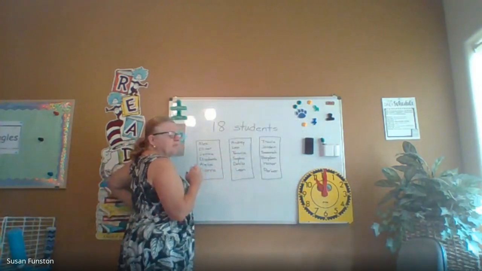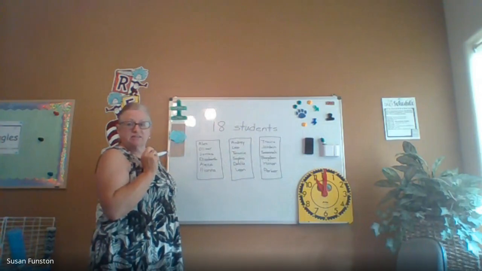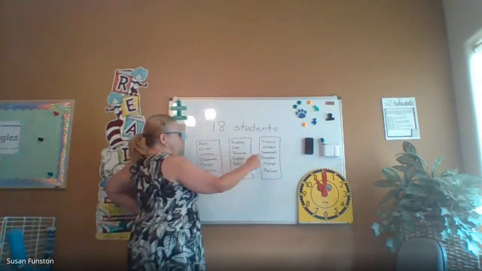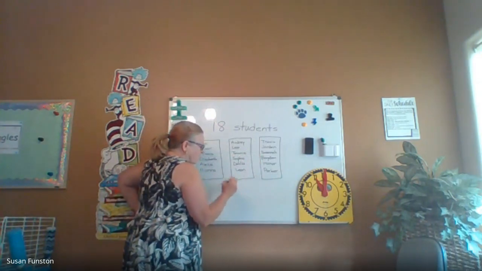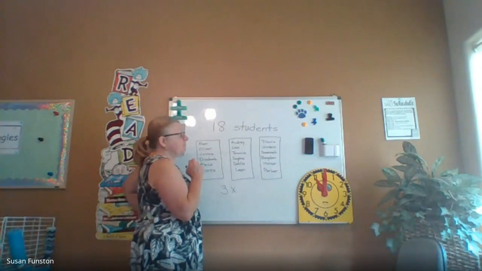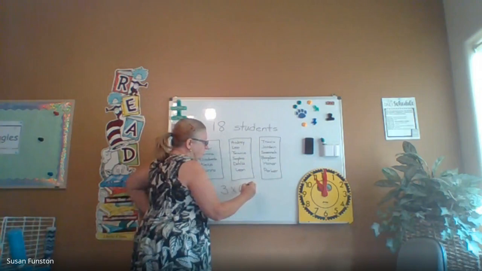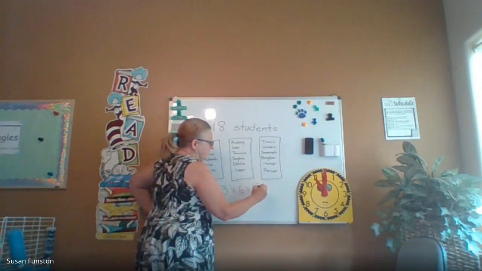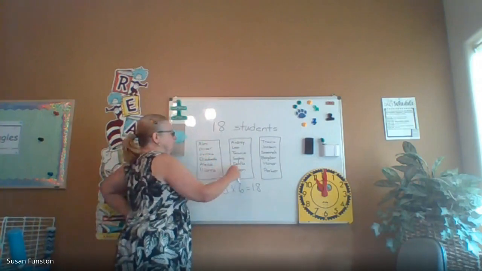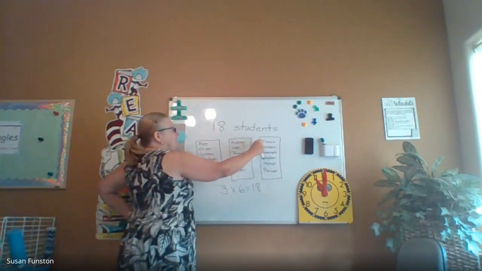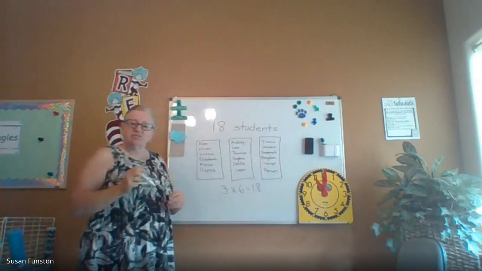So what's my multiplication sentence to show how many students we have in our class? We have 1, 2, 3 groups, so that's our first factor. How many are in each group? That's going to be our second factor. 1, 2, 3, 4, 5, 6. Gives us a total of 18 students in our class.